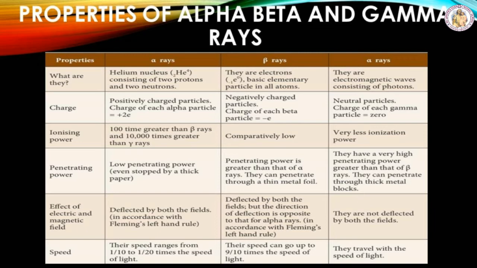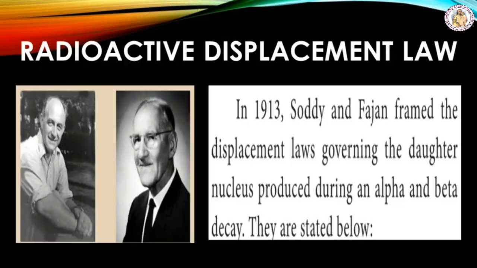Next is speed. The speed of alpha rays ranges from 1 by 10 to 1 by 20 times the speed of light. Beta rays can go up to 9 by 10 times the speed of light. Gamma rays travel with the speed of light. These are the properties of alpha rays, beta rays and gamma rays.